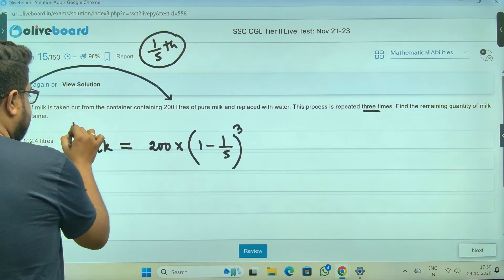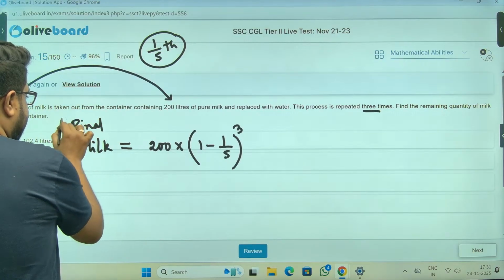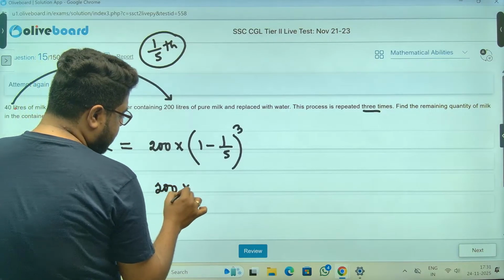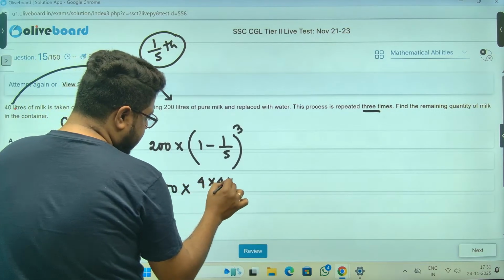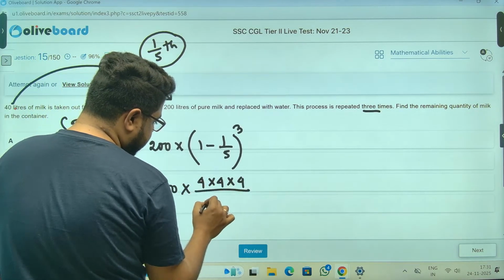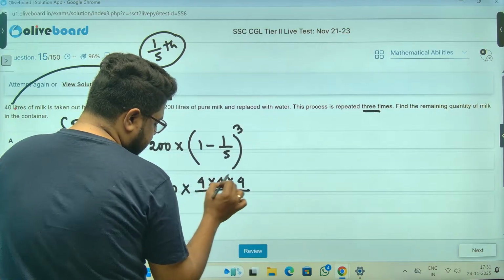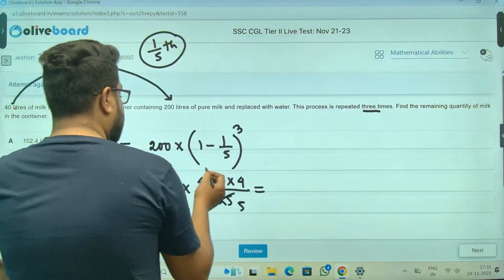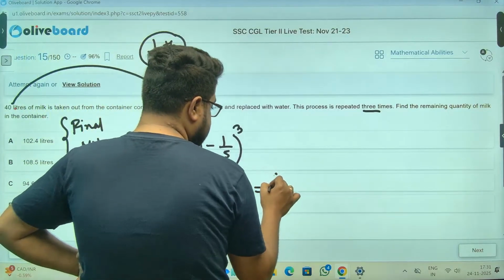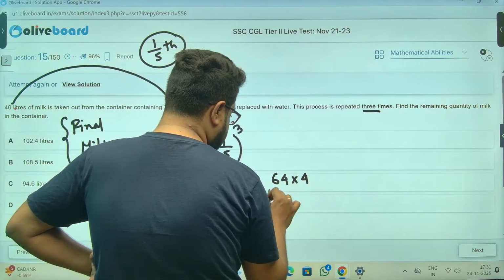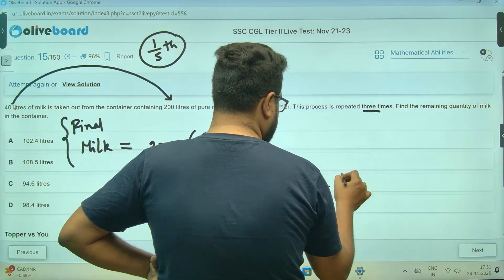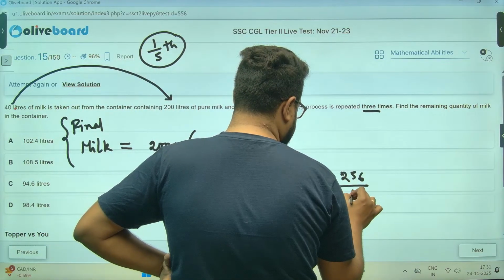This will be the final milk, I should say. So again, 200 into 4 by 5, 4 into 4 into 4 divided by 5 is 125. 25 5s, 25 8s. Baap re. 8 8 64, 64 into 4 by 5. 256 divided by 5, sir.